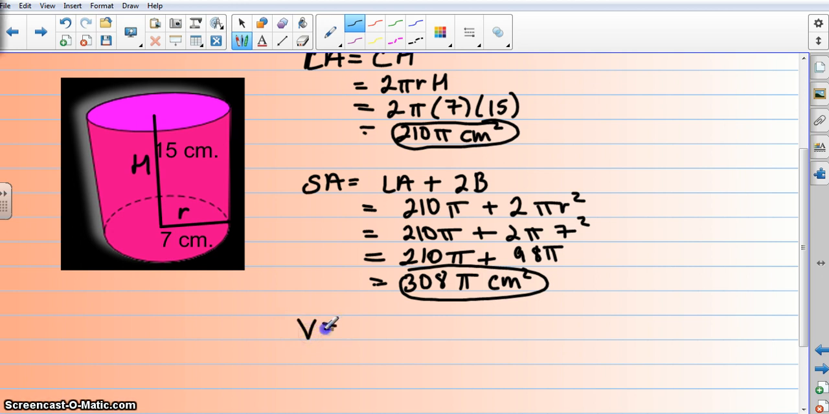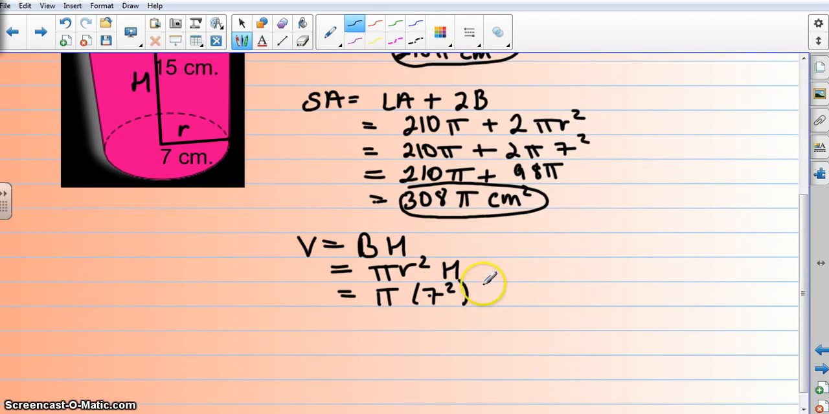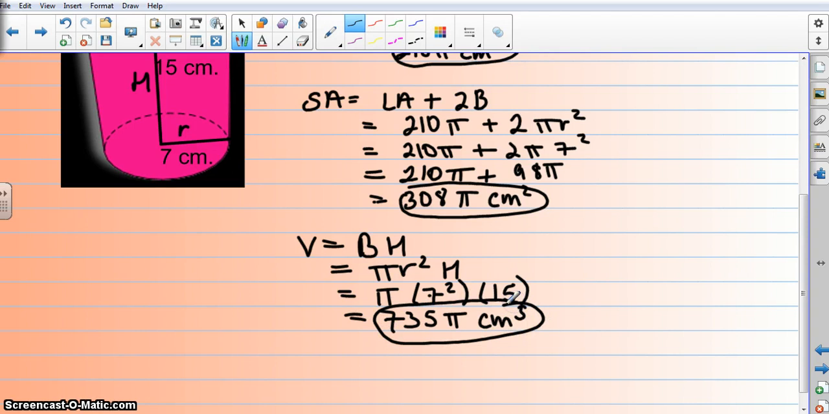Volume. Volume was the area of the base times the height. So I take my pi r squared, that's my base area, times my height. So I have pi times 7 squared, because that's my radius squared, times my height, and my height was 15. Now keep in mind 7 squared is 49, and I'm multiplying that by 15, and so I get 735 pi centimeters cubed for a volume. And that's the exact volume of my cylinder.